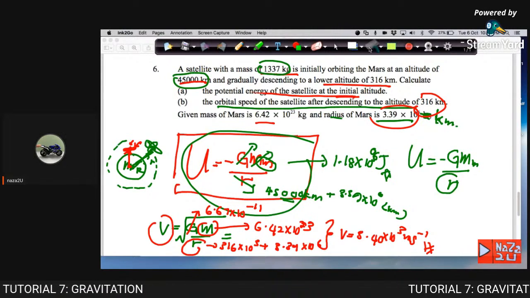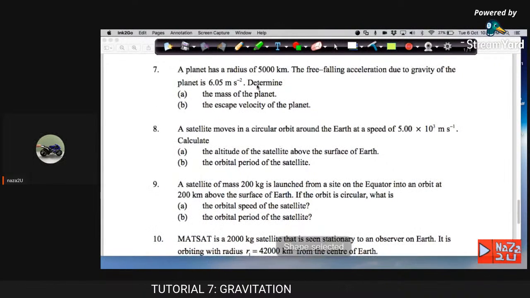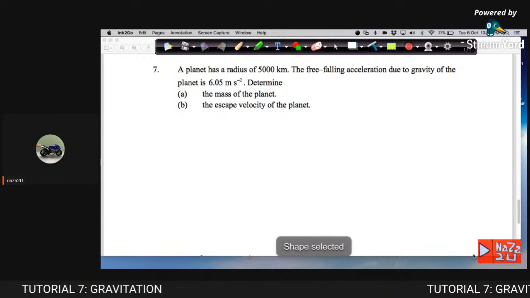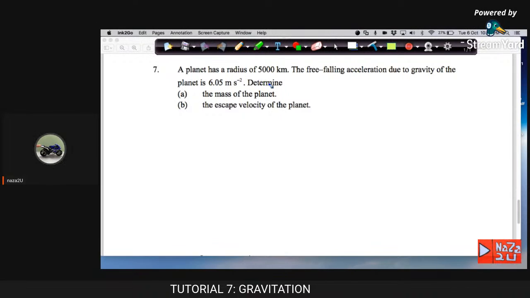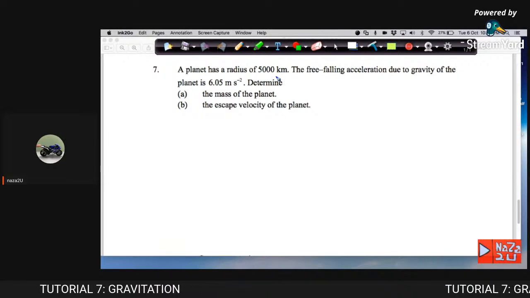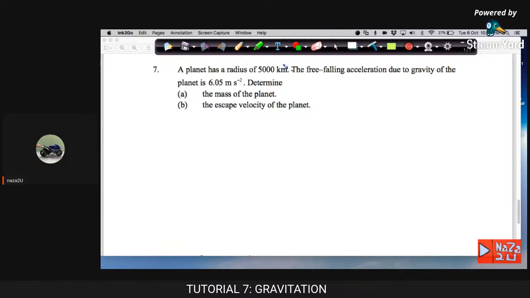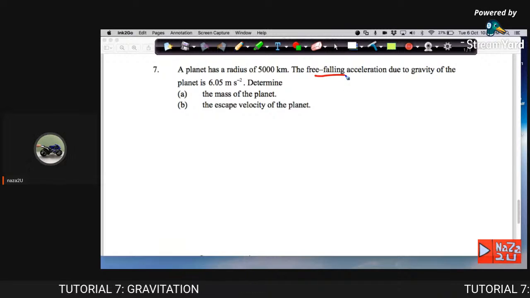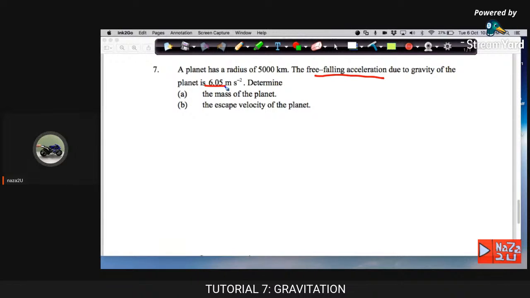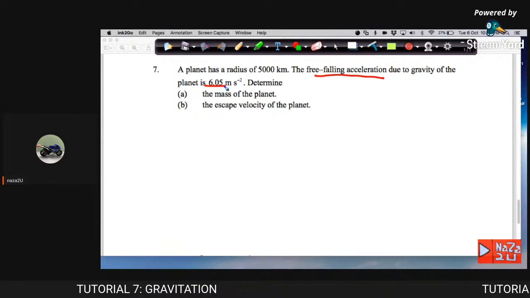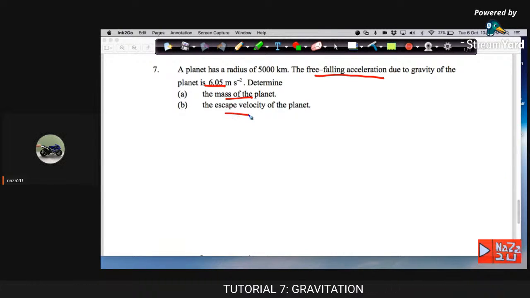Okay, this is question number 6. So continue to question number 7. Question number 7, a planet has a radius of 5,000 kilometer. The free falling acceleration due to gravity of the planet is 6.05 meter per second square. Okay, that means find the mass of the planet and the escape velocity.